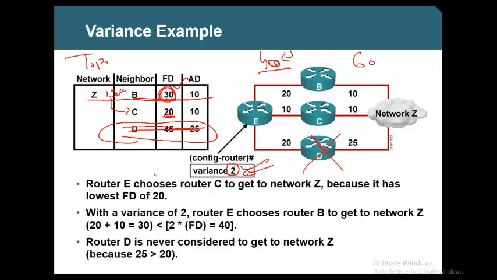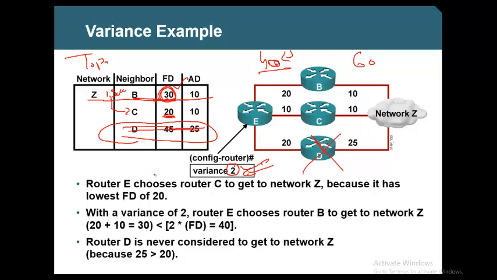It should be a round number, an integer. So we cannot say variance 1.5 or 1.75, something like that. So this is the best number for this example. Variance 2 is the best number. 3 will be too much.